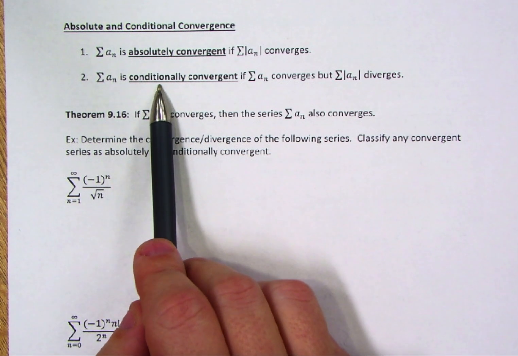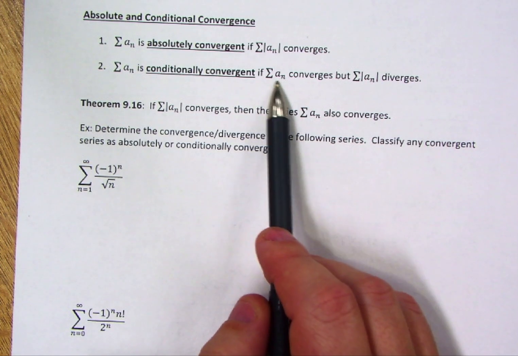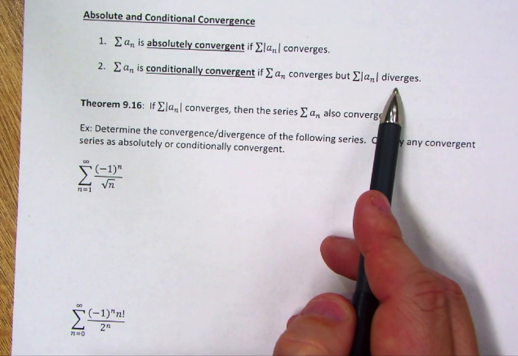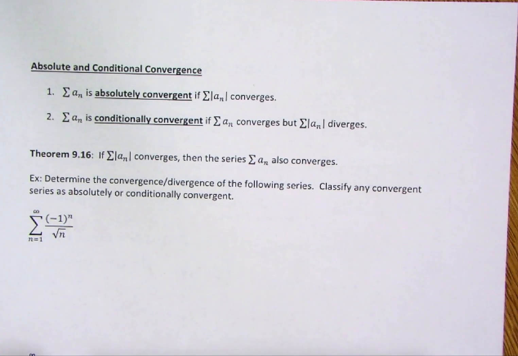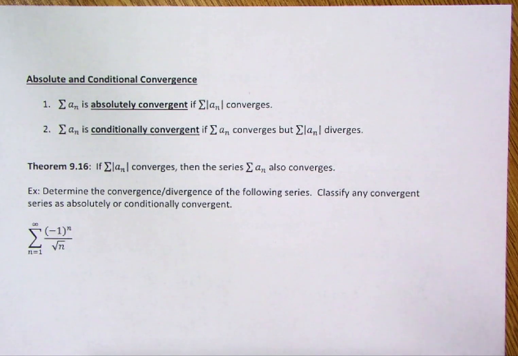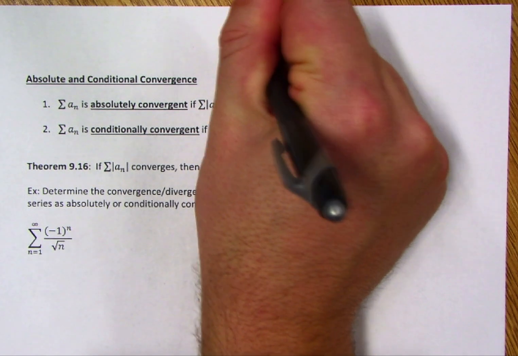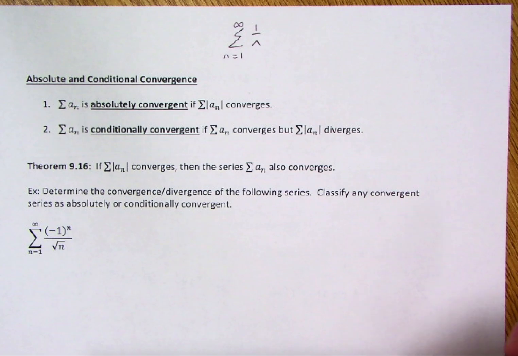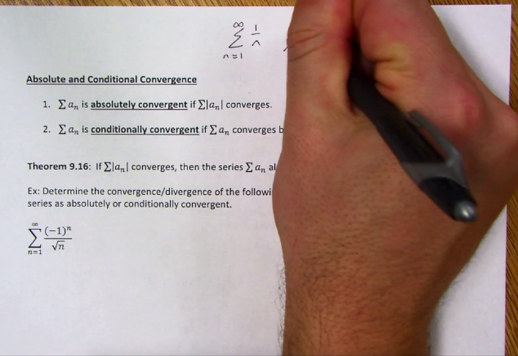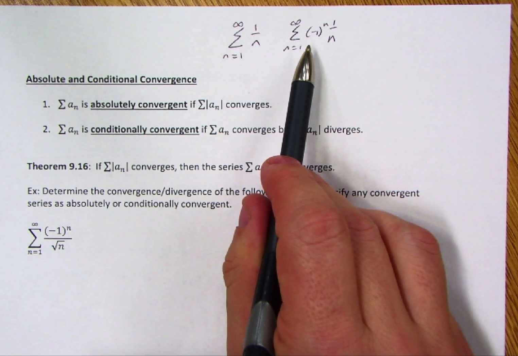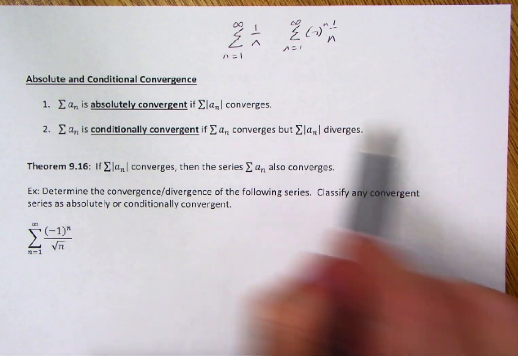A series is conditionally convergent if the series converges, but if you put the absolute value, like if you make all those terms positive, that series diverges. Before I do these examples, I want to show you a pretty neat example of that. We've talked about the harmonic series. We've talked about the alternating harmonic series. This diverges. I guess I should put numbers on there for good notation. We know this diverges. But we also know now that the alternating harmonic series converges. So I want to use what we know to drive this point home.